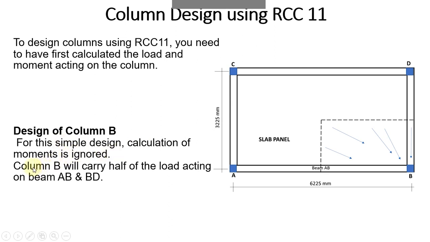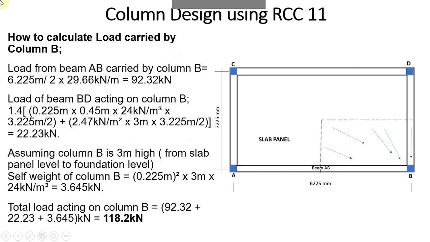When you look at this diagram, you see the load acting on column B. It gives us an idea of how we can estimate the load carried on column B. Column B will carry half of the load acting on beam AB. This is beam AB and BD. Remember that slabs decompose their load into beams and beams decompose their load into columns.